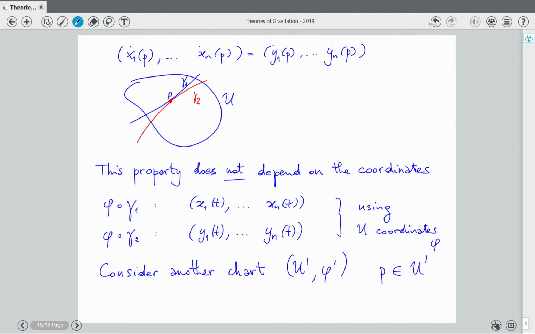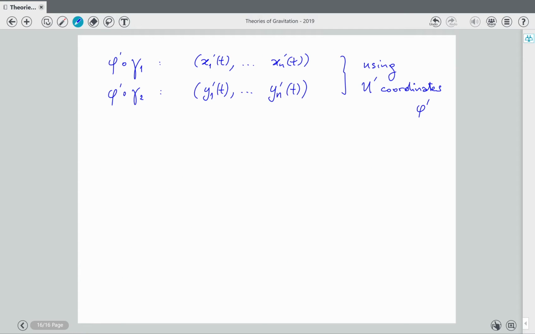By the way, the u prime coordinates are those given by the homeomorphism phi prime, while the u coordinates are given by the homeomorphism, diffeomorphism now, because we're assuming that there is a certain differentiability. But the map phi in itself is not differentiable. It's only when it's composed with the inverse of another phi that it becomes differentiable. So you cannot say that phi itself is a differentiable map, because it doesn't make any sense. So what we want to show is that the property of being tangent doesn't depend on the coordinates.